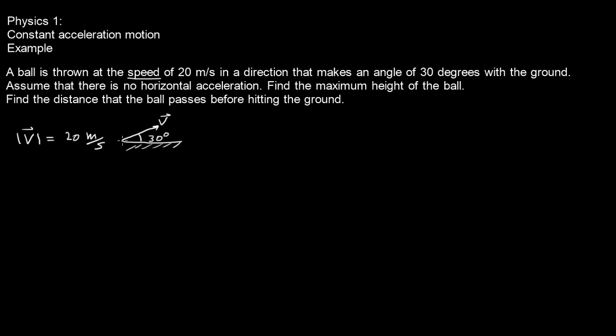So now we need to make our coordinate system. The easiest one is to have this y and this x. Now let's read the rest of the question. Assume that there is no horizontal acceleration. Horizontal means in the x direction. So that means ax equals 0.